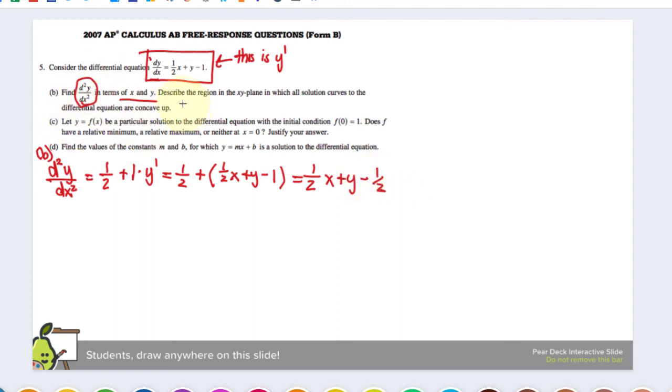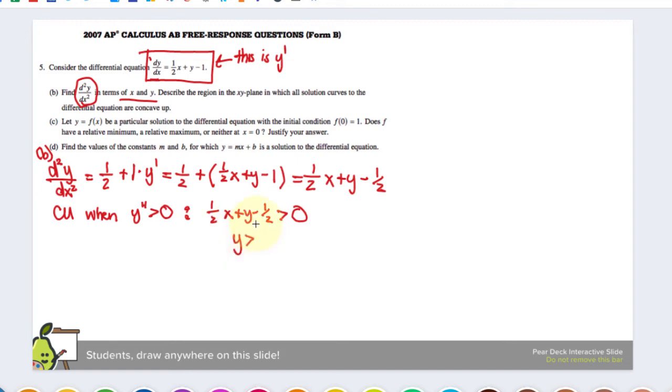However, they also asked us to describe all solution curves where it's concave up. So we know concave up when what? When the second derivative is greater than 0. So we need to see where this guy, the 1/2 x plus y minus 1/2, is greater than 0. And we just want to solve for y. So scoot everything else to the other side.